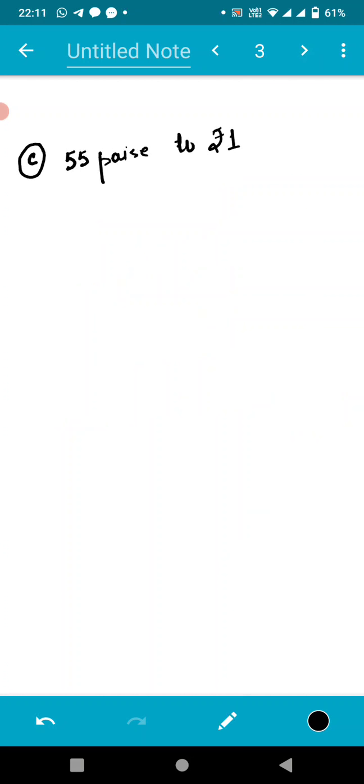Okay. Now let's move on to sum number C. So in sum number C, we have 55 paise to rupee 1. Again you see the units are not matching. So obviously we'll change the bigger unit to a smaller unit. In this question, rupee is greater than paise. So we know that 1 rupee would be equal to how many paise? 100 paise.